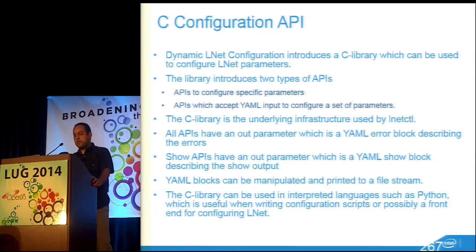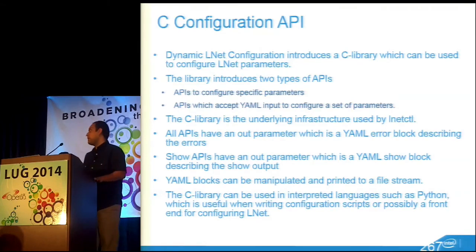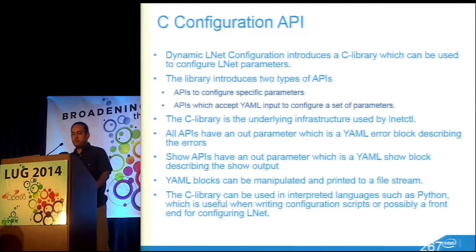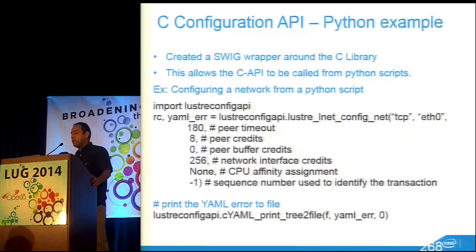The other thing you can do is wrap that C API in Python through SWIG, and then it becomes callable from a third-party or interpreted language like Python. For example, as a test, you can create a SWIG wrapper for the C library and compile it using SWIG, and it will create that lustreconfig API module. That's a Python module. You can just import it in Python, and then you can start calling the APIs.